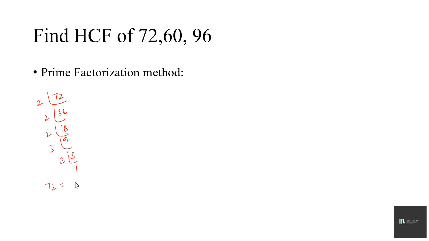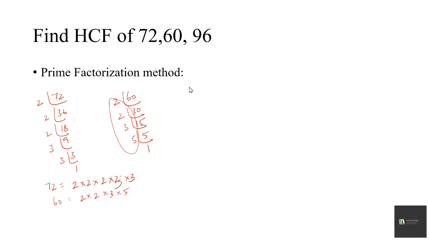So the prime factors of 72 are 2, 2, and so on. So these are the prime factors of 72. Next, the prime factors of 60. So these are all the prime factors of 60. Next, we'll find out the prime factors of 96.